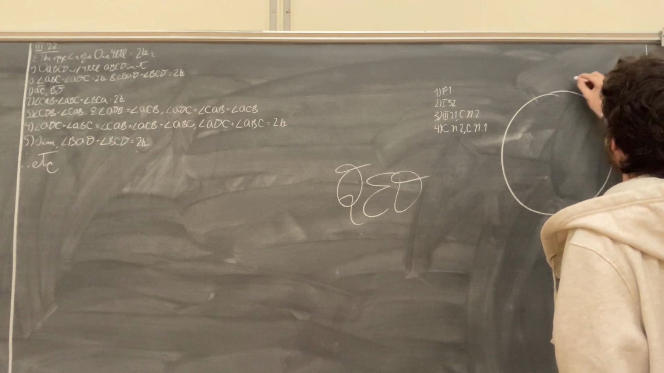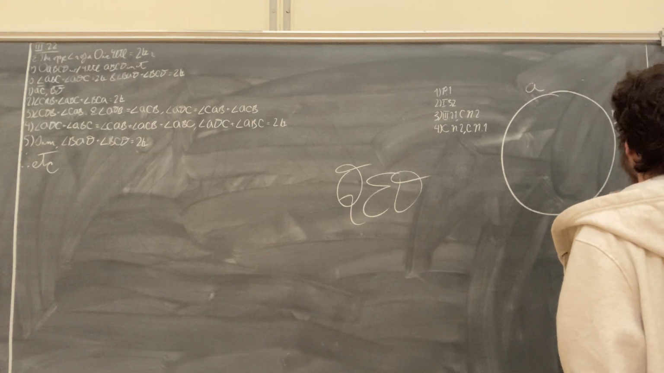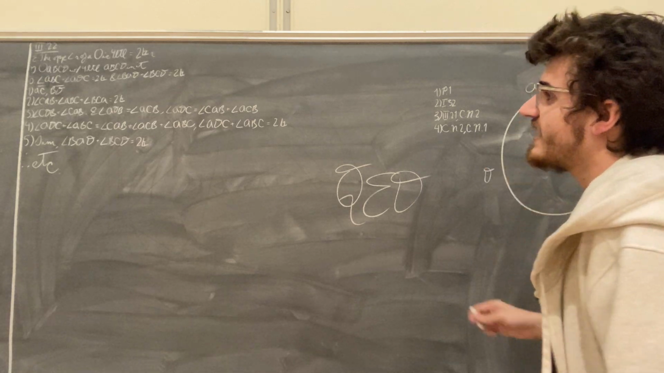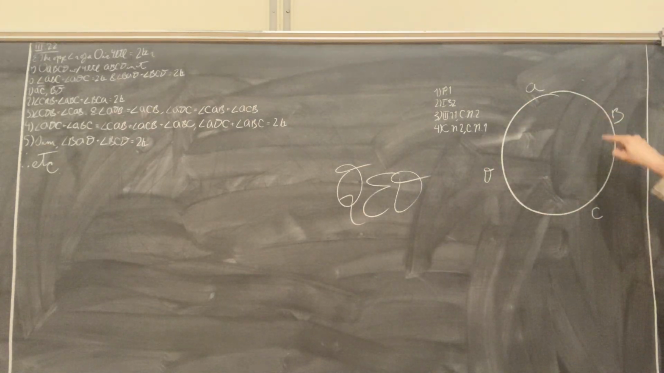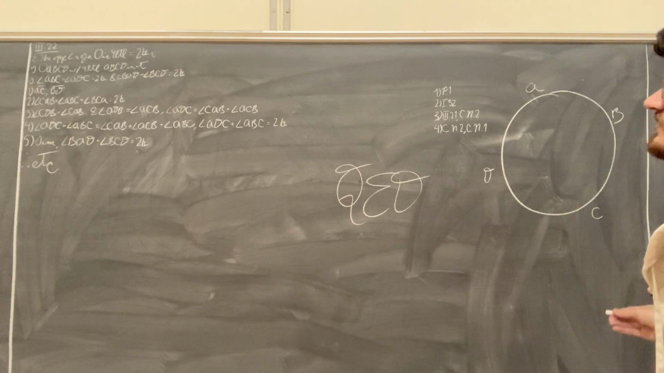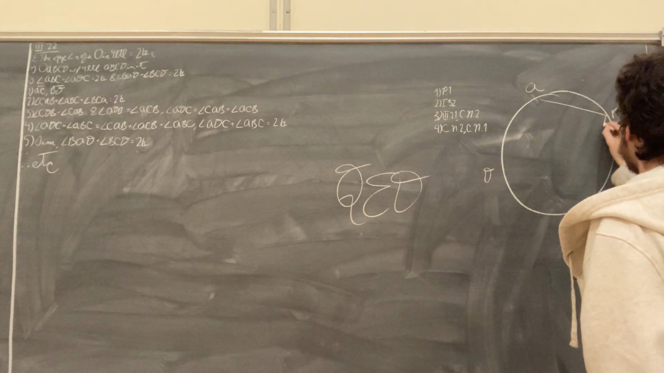That would look something like this. And inside the circle ABCD, we have the quadrilateral ABCD.